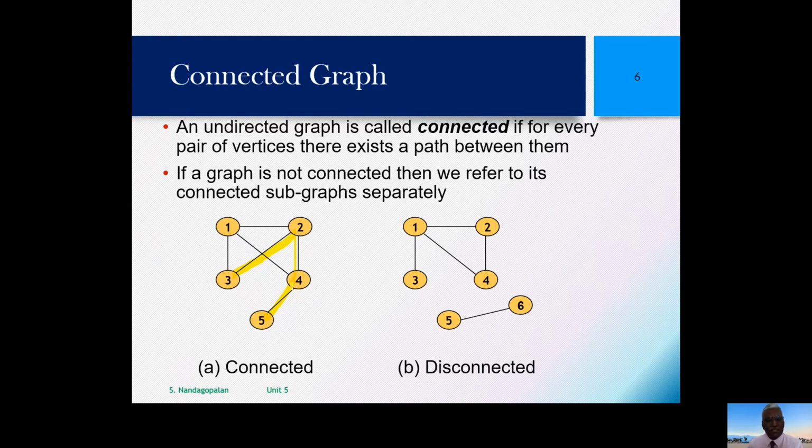So essentially this graph is connected simply because of the fact that there exists a path between every pair of vertices. On the other hand, if it fails, that if I cannot travel or I cannot get a path for every pair of vertices, then it's called as disconnected graph.